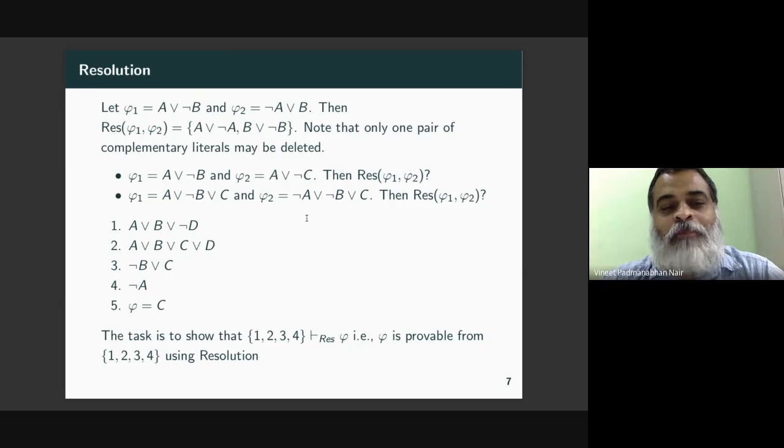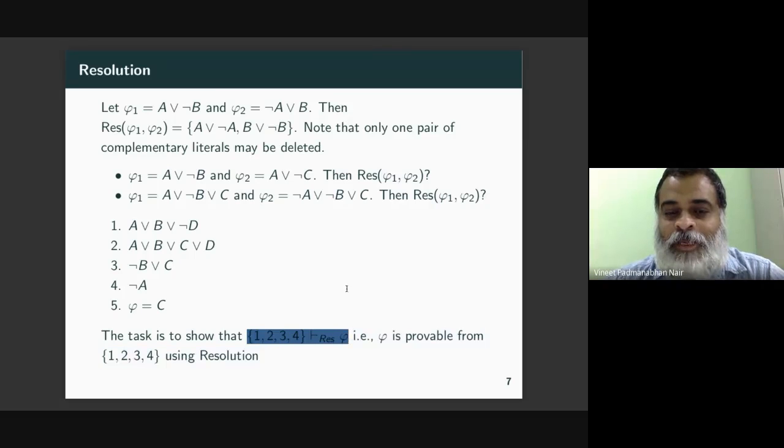a set of five clauses, no implication or anything. The task is to show that from the set 1, 2, 3, 4, through resolution, you can prove 5. That is what it means. This, which I have highlighted, means from 1, 2, 3, 4, through the technique of resolution, you can prove 5. And 5 here is C. 5 is provable from 1, 2, 3, 4 using resolution.